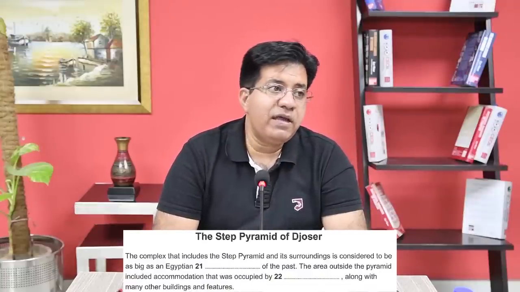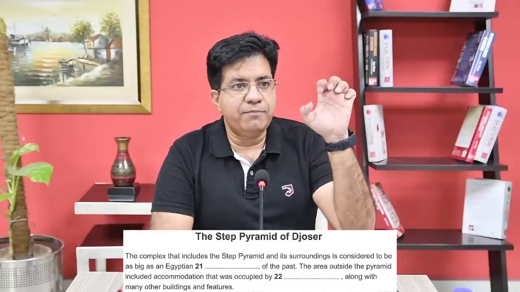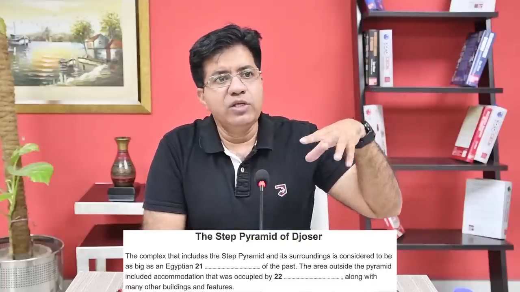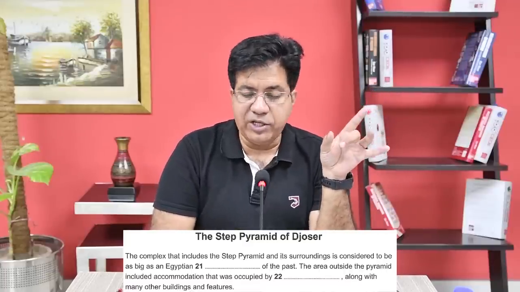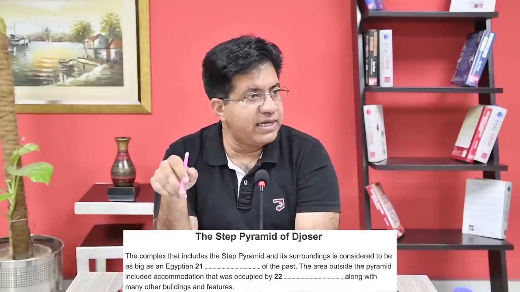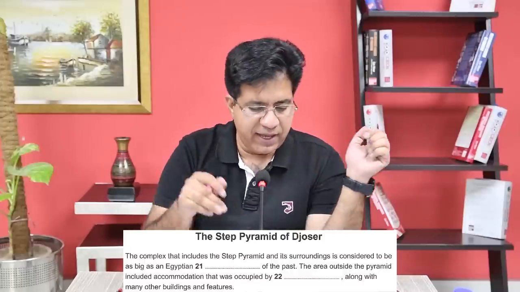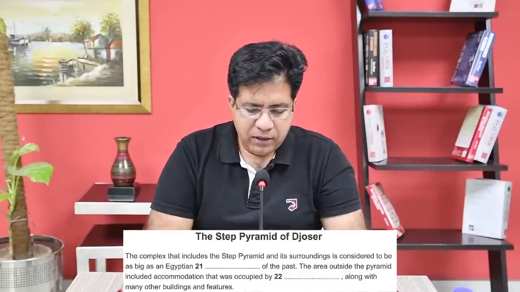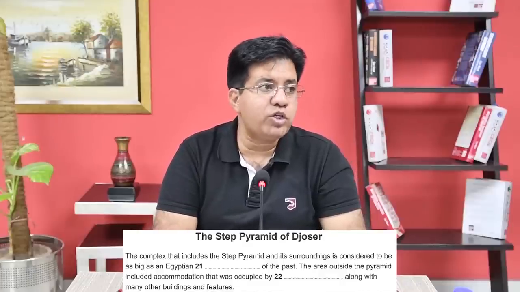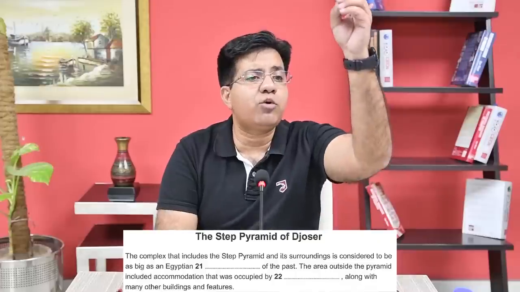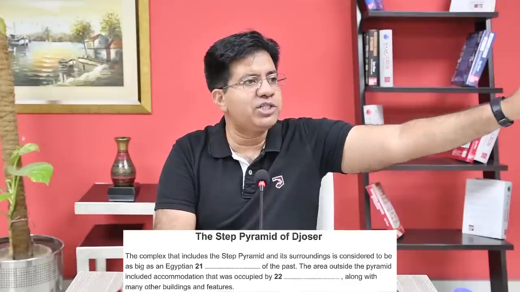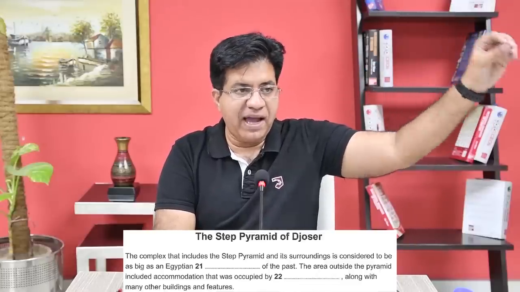Question number 22. And by the way, when you do one sentence question type, when you do the second one, you are quite familiar. And especially with list of headings, you'll be very, very familiar. And by the way, let me tell you, you should do list of headings at the end. At the end means first you solve this sentence completion and then you do list of headings. Anyways, question number 22. The area outside the pyramid included accommodation that was occupied by. For accommodation, they use the word quarters. Occupied by for. For example, quarters for soldiers. Accommodation occupied by soldiers.